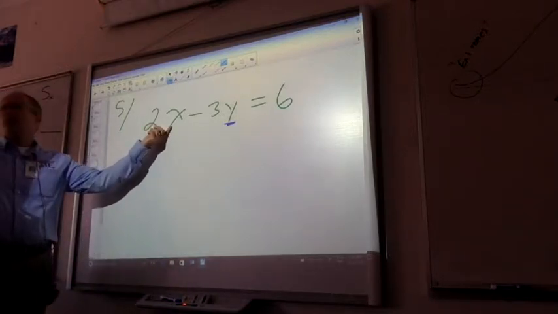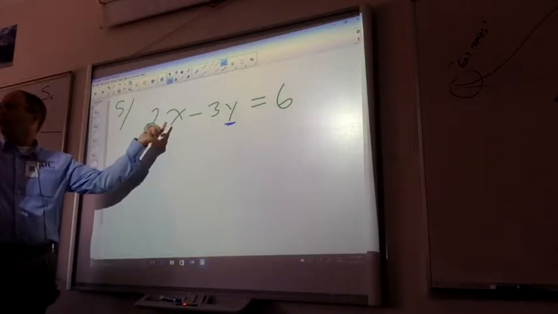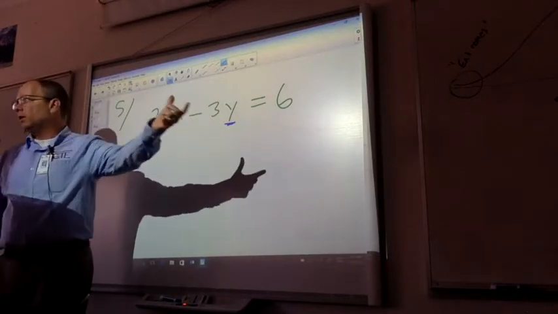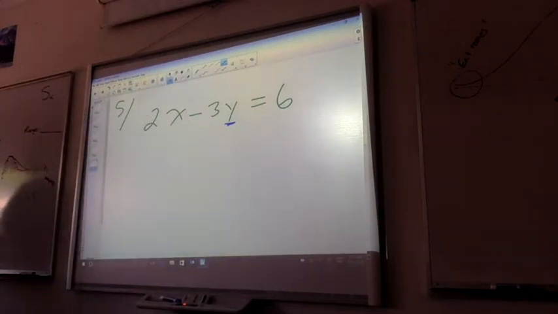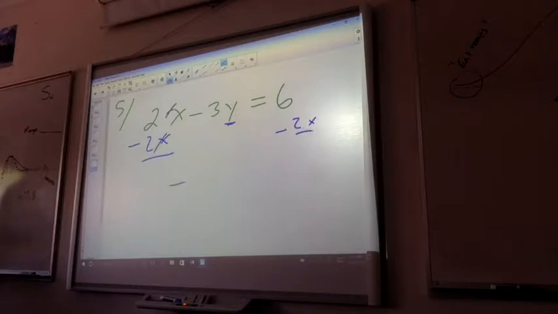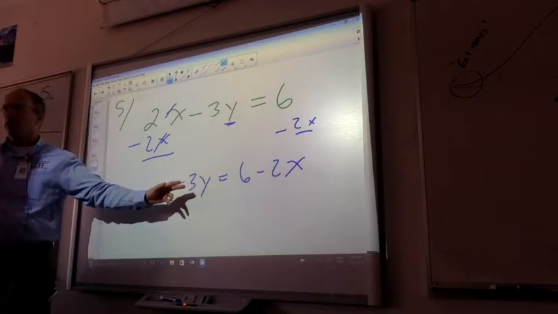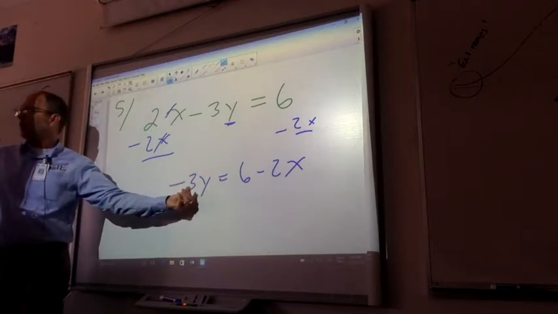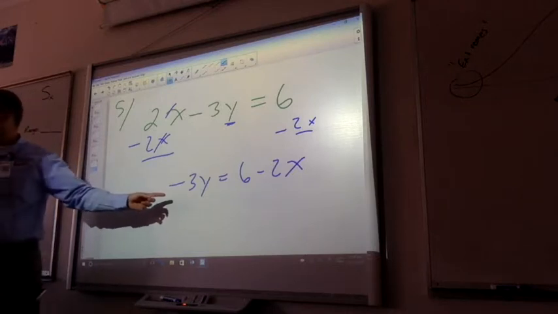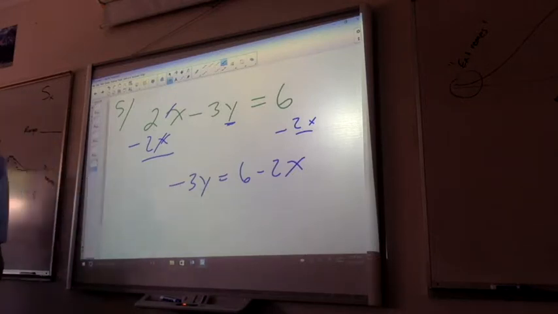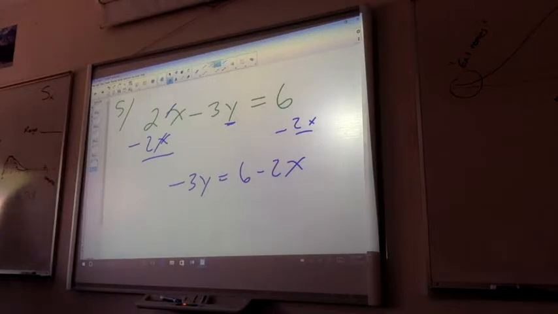So is this a positive 2x or a negative 2x? Positive. So how would you undo a positive 2x to bring it over? Subtract it. Good. So if I subtract 2x from both sides, that cancels this. I get negative 3y is equal to 6 minus 2x. And then how are negative 3 and y being held together? Multiplication. So what undoes that? Division. What am I dividing by? Be careful. Negative 3. Awesome. So bring the negative along for the ride. So I divide everything by negative 3. So watch this. That cancels. Gives me y. Agree?